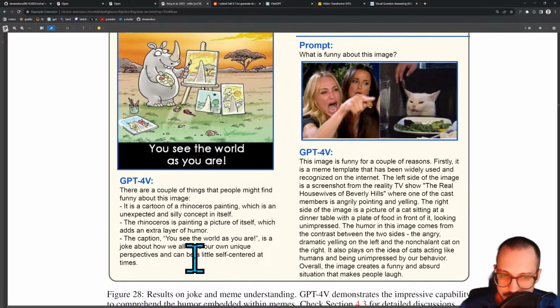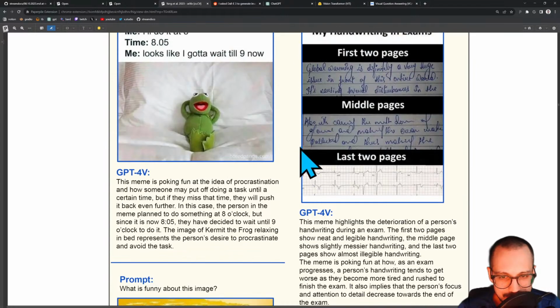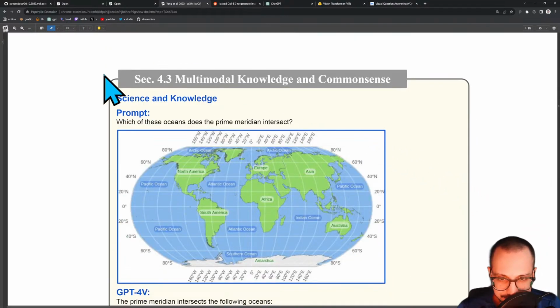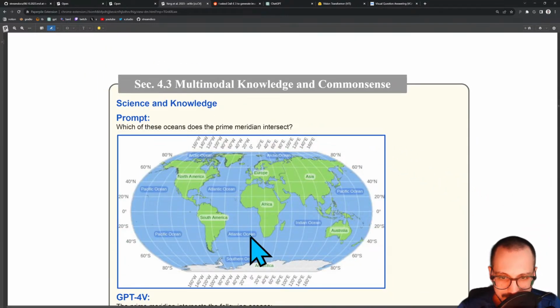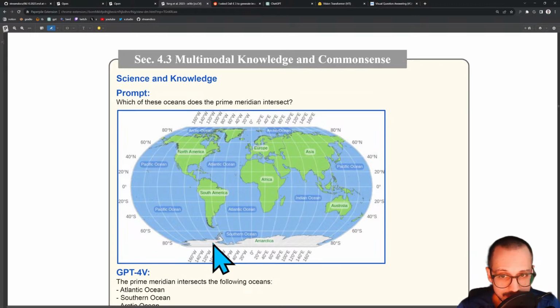You see the world as you are. It is a meme template. And the nonchalant cat. Cats acting like humans. It can understand memes. If it can understand memes, it can make better memes. So GPT is coming for the meme jobs. Better watch out. All you guys who make money making memes, you are going to be out of business soon.